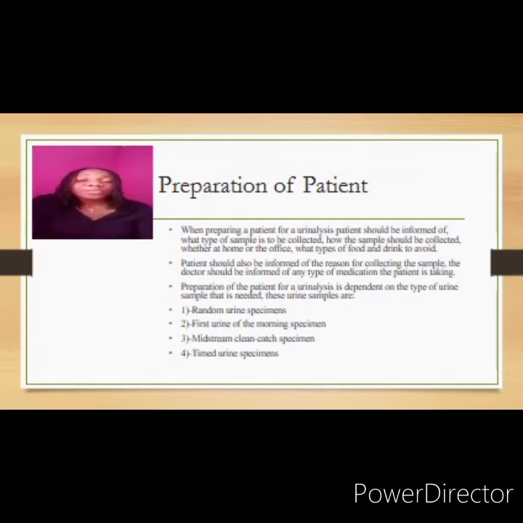On this episode, I will be giving you some information on how to prepare a patient for a urinalysis. Firstly, it is the duty of the healthcare provider to inform the patient on the type of sample that will be needed and how this sample will be collected. The patient should also be made aware of whether this sample will be collected at home, at the office, or at the lab. The patient should also be briefed on the type of specimen that will be used, whether it will be a random urine specimen, a first of the morning urine specimen, a midstream clean catch urine specimen, or a timed urine specimen.